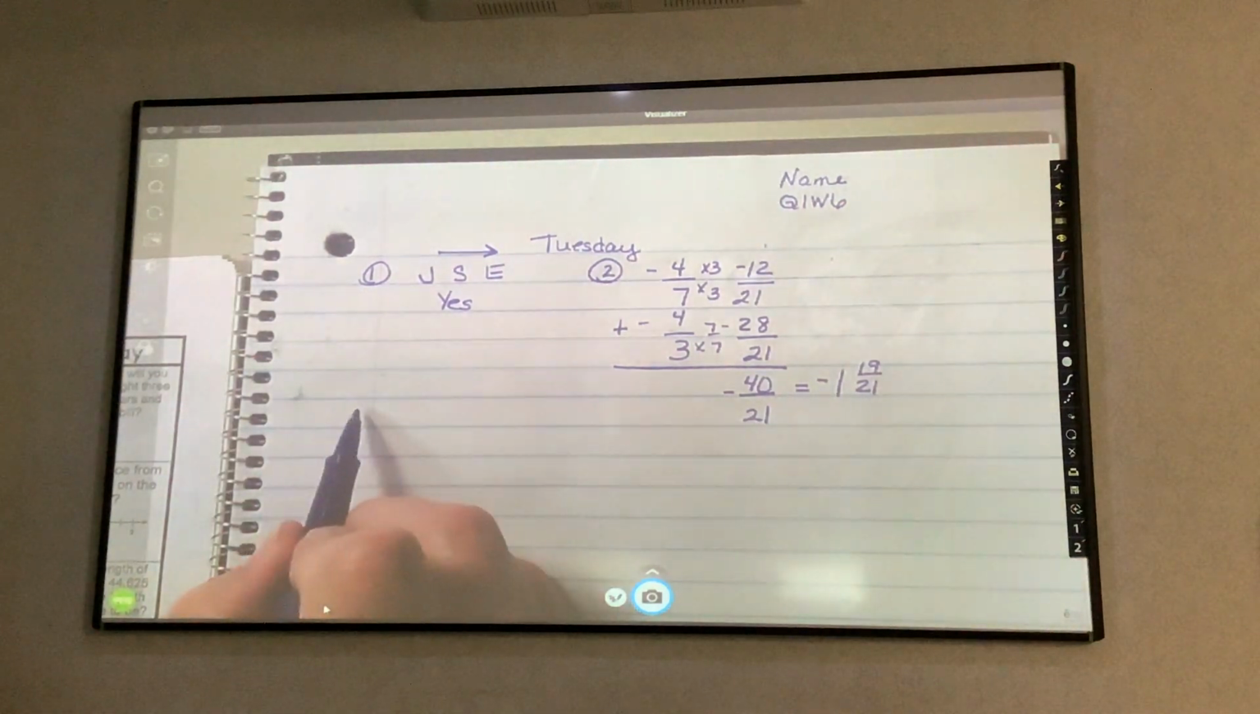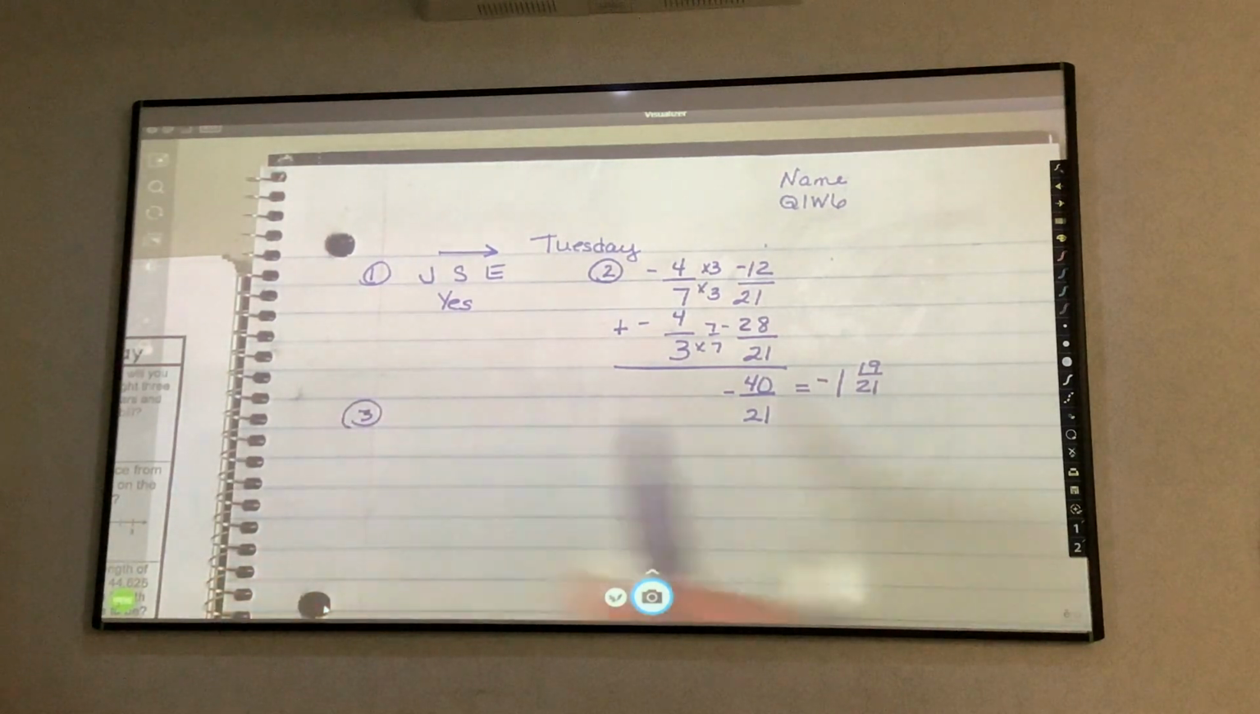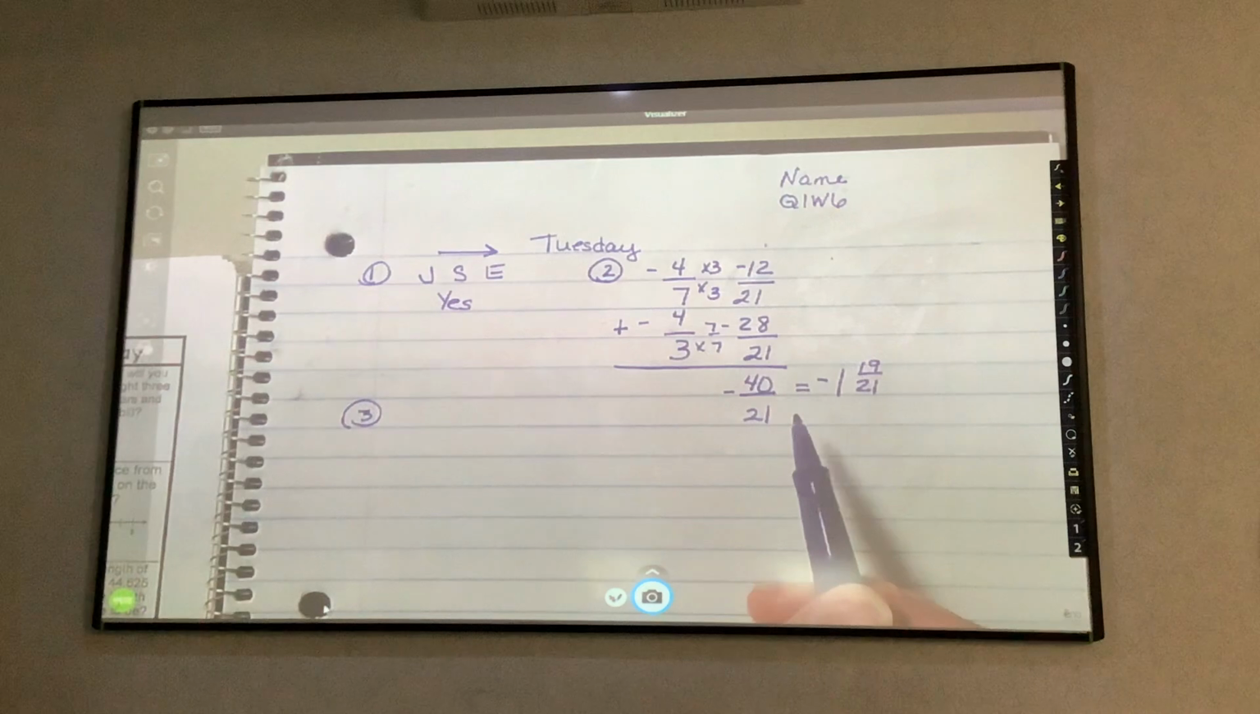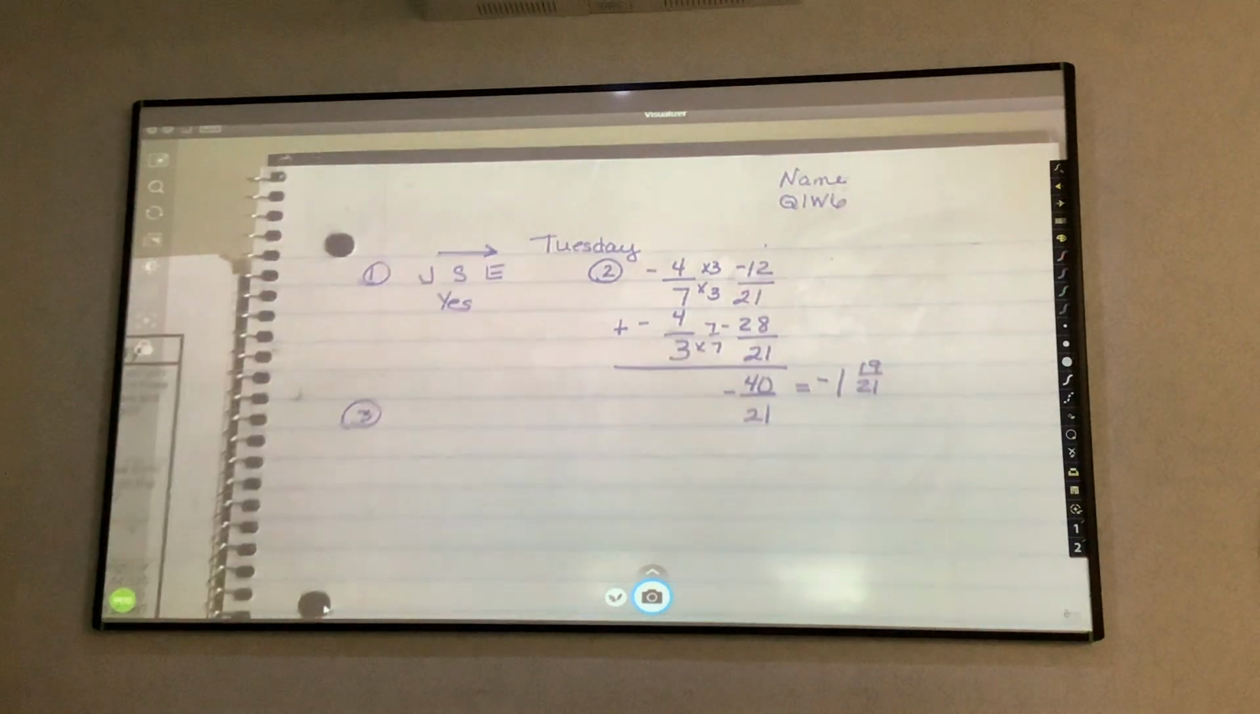Will we be counting this incorrect if we got it wrong? If we didn't simplify? Yeah, I just write it in there. On the test, if you don't simplify, yes, it would be counted wrong. Or I should say quiz.